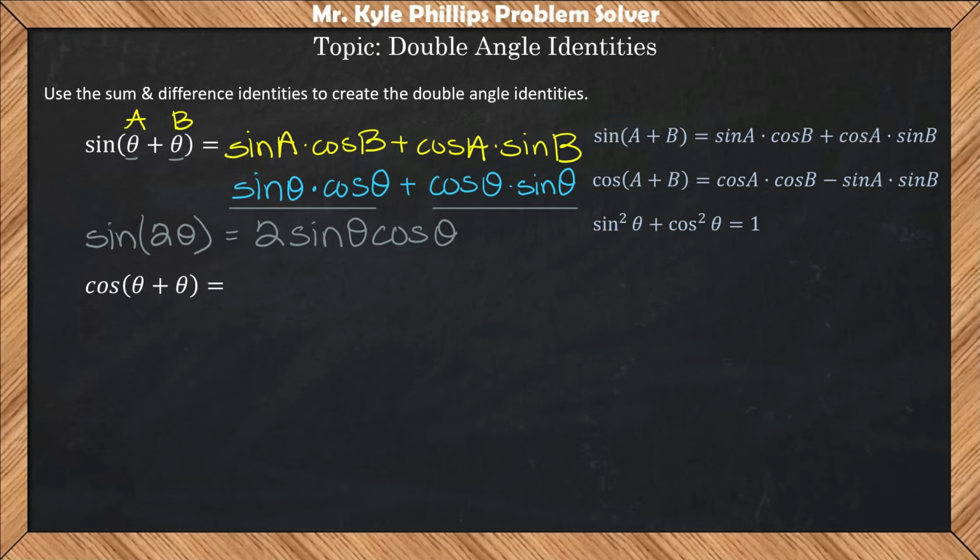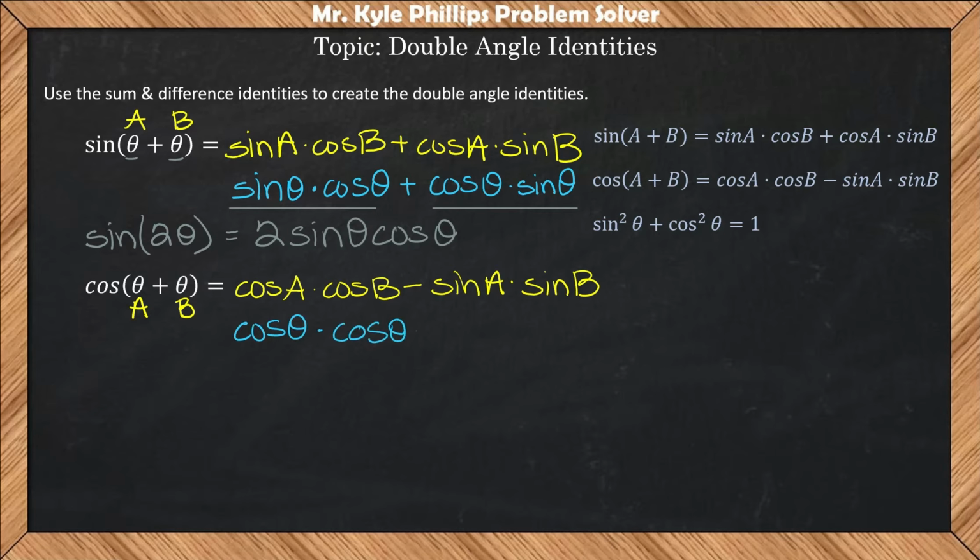Now we can do the exact same process to prove the cosine identity. Here we can say, okay, we'll call this theta A and this theta B, and we'll write out our sum for cosine A plus B. So we have cosine of angle A times cosine of angle B minus sine of angle A times sine of angle B. Here both angle A and B have a value of theta, so we'll plug theta in here. So we have cosine theta times cosine theta minus sine theta times sine theta.